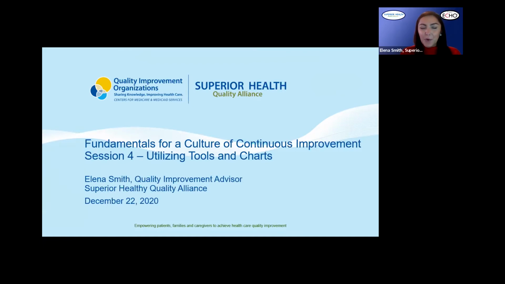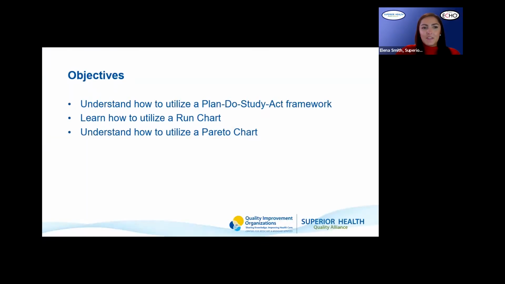In today's session, session 4, we will be focused on utilizing tools and charts. So today's objectives are going to be to understand how to utilize a Plan, Do, Study, Act framework, learn how to utilize a run chart, and then understand how to utilize a Pareto chart.